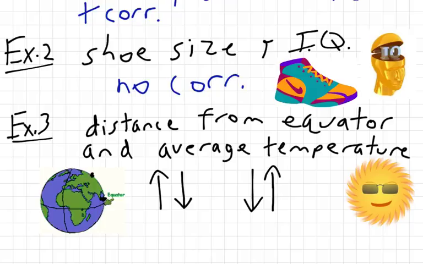Okay, so these are definitely going to be directly related in that as one goes up, the other goes down. So what's that called? Negative. So that would be a negative correlation.